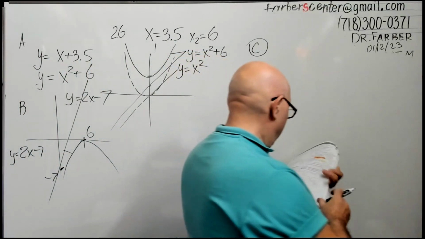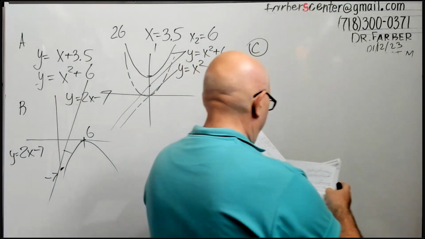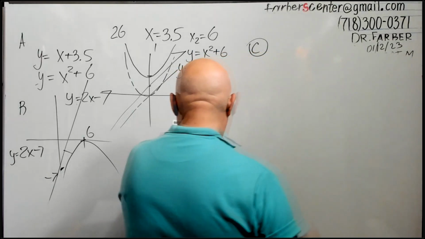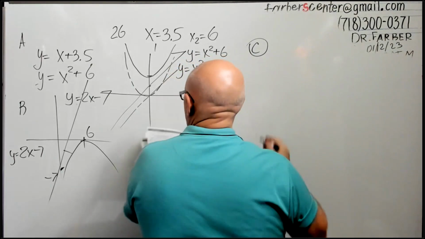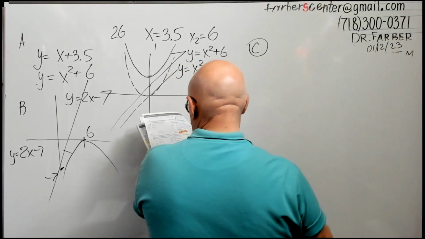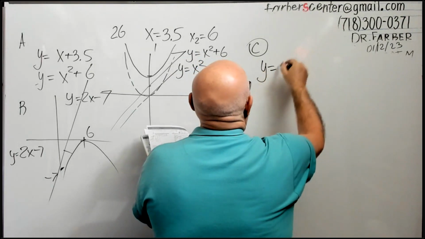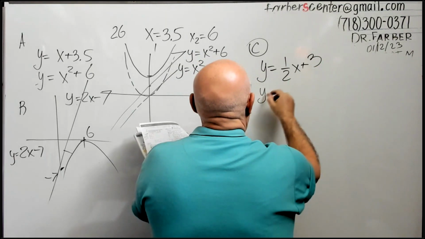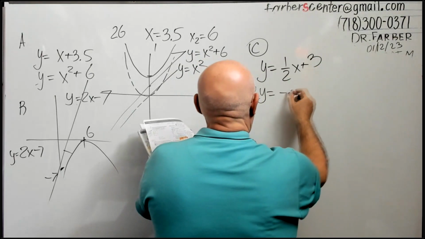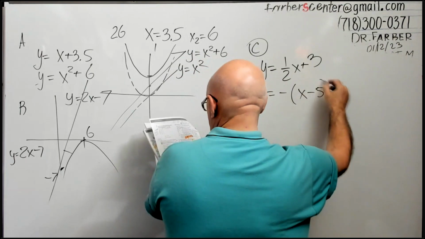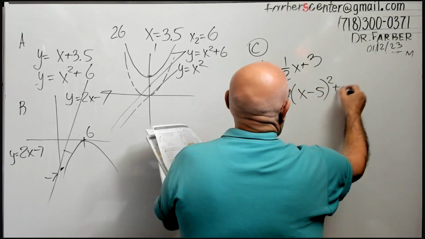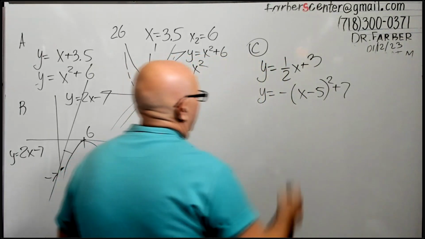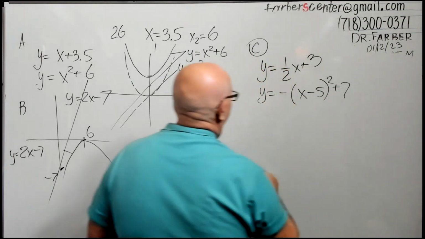C. What we have for C? Also we can make a sketch. So we eliminated instantly these two answers. Next one: y equals 1 over 2 x plus 3, and y equals negative x minus 5 to the second plus 7. So make a sketch. x minus 5 to the second, you shift it to the right.